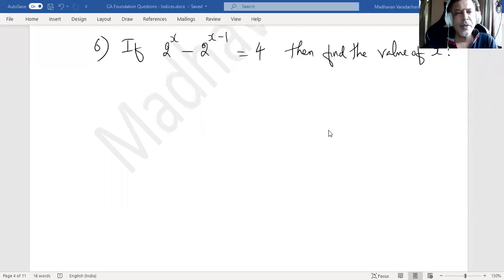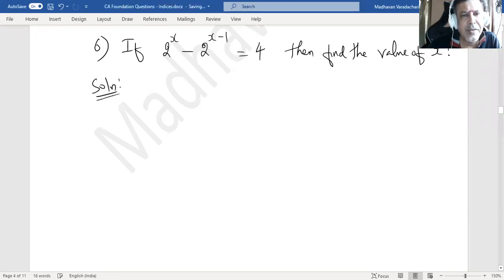Let us solve this question. If 2 power x minus 2 power x minus 1 equal to 4, then find the value of x to the power of x. Now let us rewrite what is given.